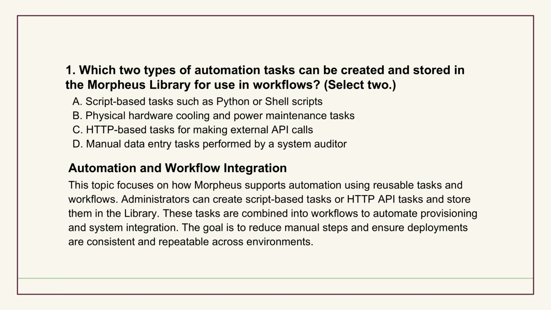Question 1 focuses on the library. The question is straightforward but nuanced. It asks what two types of automation tasks can be created and stored in the Morpheus library to use in workflows. The source gives us option A, which is script-based tasks, and option C, which is HTTP-based tasks. Okay, I need you to draw a line between these two for us. Why do we need both? Why isn't a script enough?